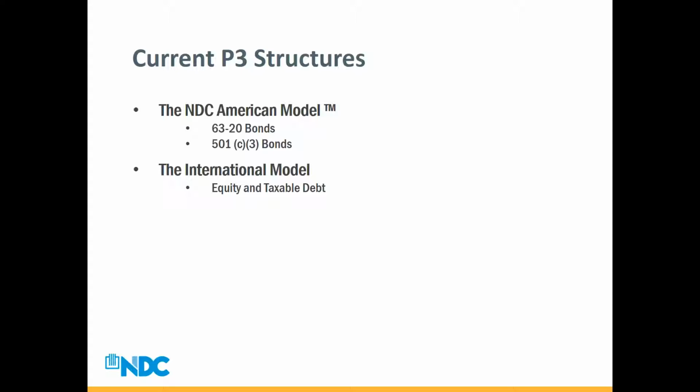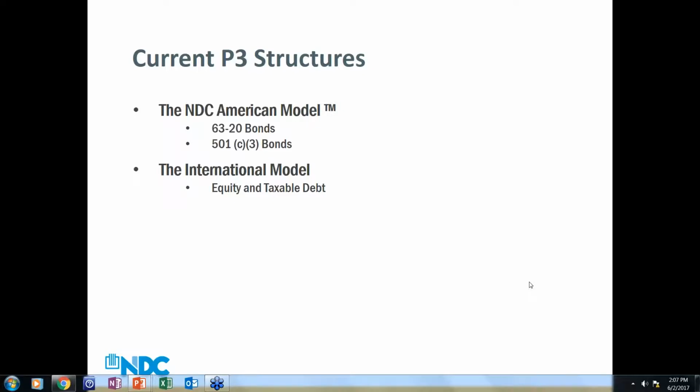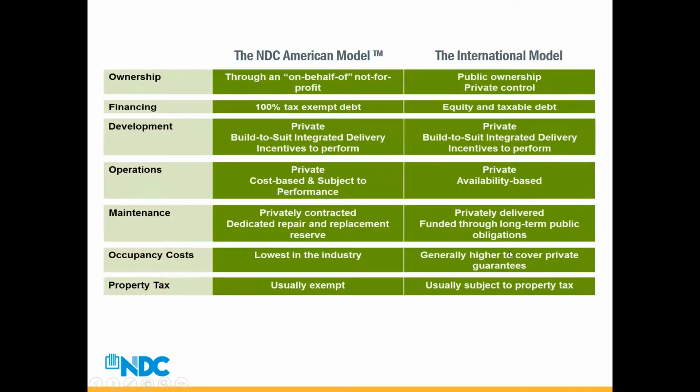And so in each model, you get the efficiency and the expertise of the private sector. But in the American model, you still have the opportunity to have the lowest cost of capital, which is described on the next slide, where you can see the comparison between the two. The ownership in the American model is through a not-for-profit special purpose entity. And in the international model, it's either public ownership or private control.